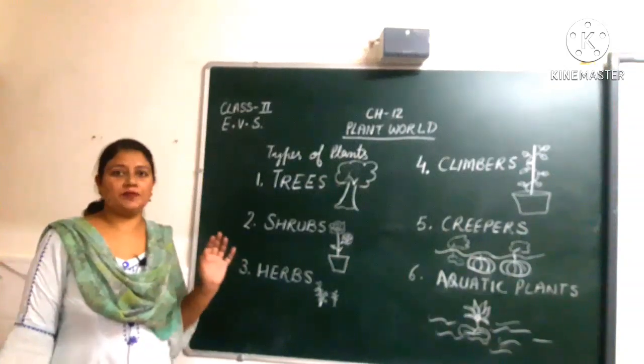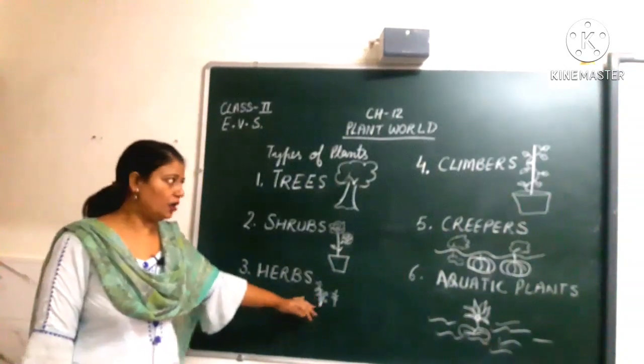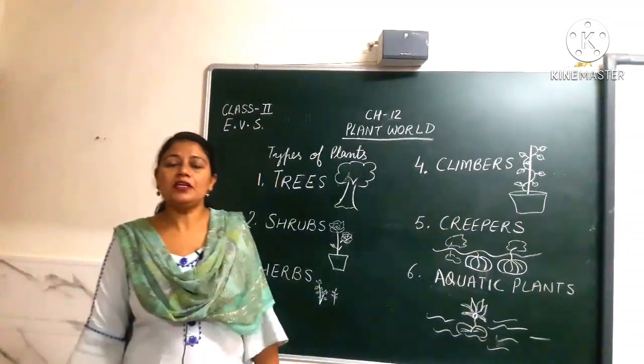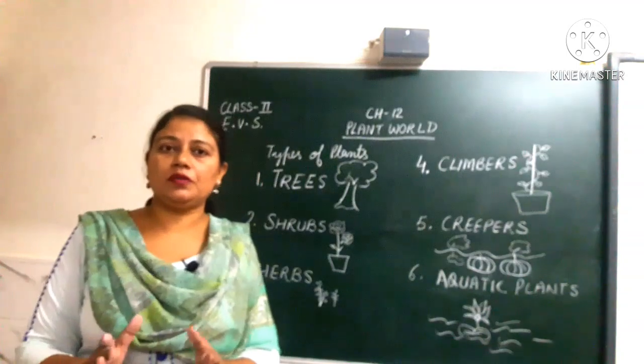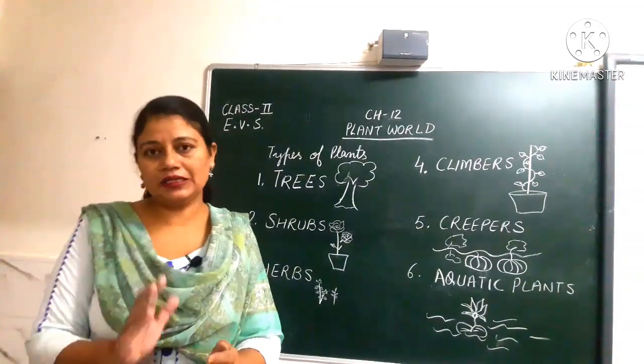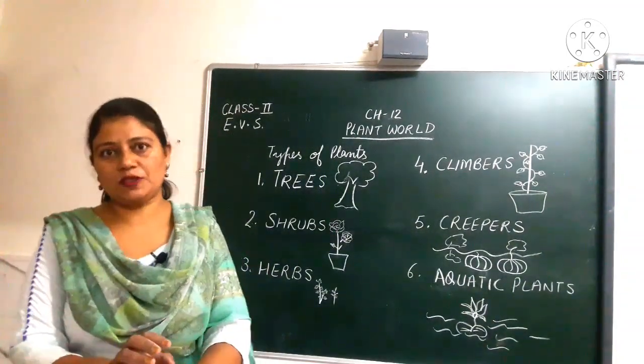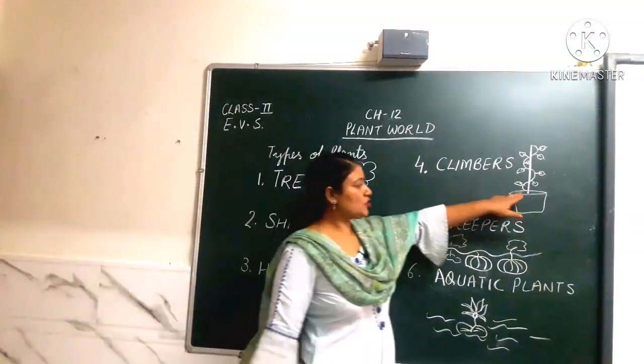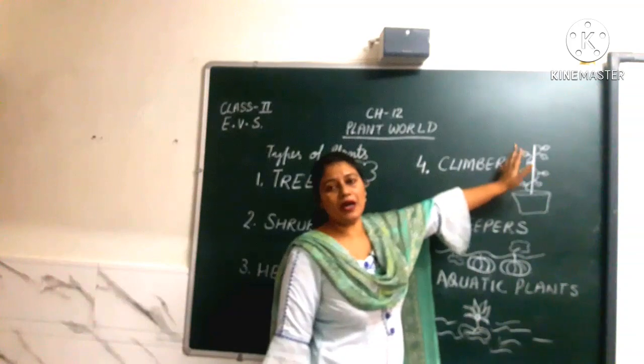That is called coriander, an herb. Next is the climber. Climbers have very weak and soft stems. They need support. They need a support to climb up high.